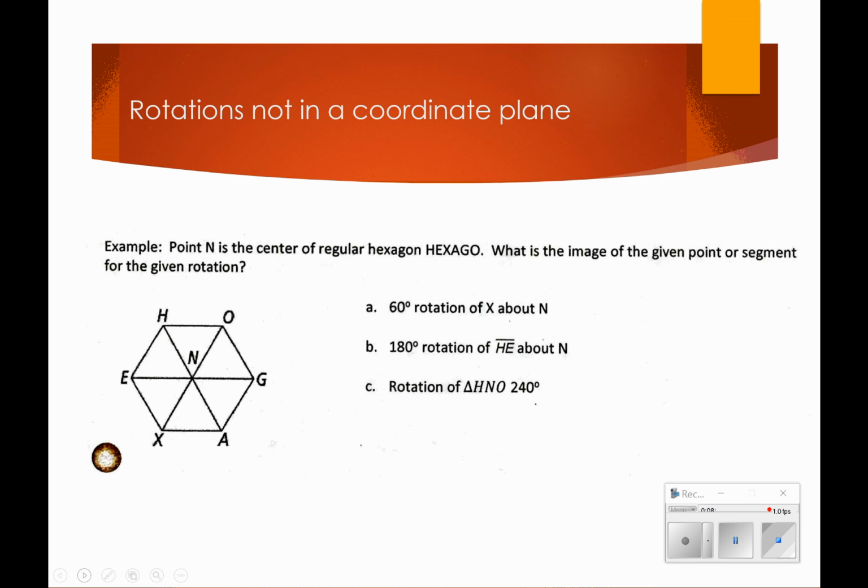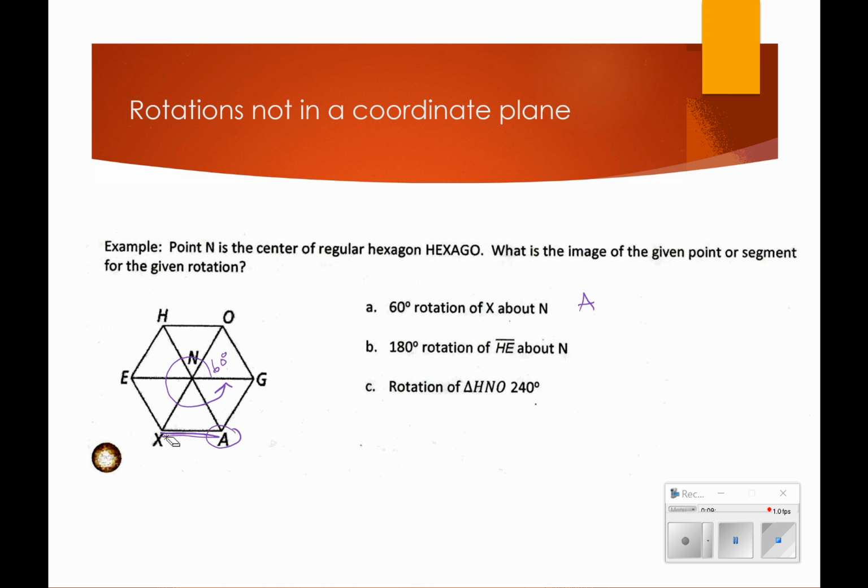Now, sometimes we're not going to be in a coordinate plane, so I've got this hexagon, and we want to find the image of the given point or segment from the rotation. Remember, this is your pre-image. Your image is what you get after you have transformed. So the first thing we need to decide is, how am I going to tell 60 degrees? Well, this is my triangle. If I start here, it's 360 degrees. So each little angle is worth 60 degrees. Okay? So if I'm going to go from X at 60 degrees, remember that I want to go counterclockwise because it doesn't tell me. So I just go one turn, and it's going to be at A. So I'm going to go from X to point A.